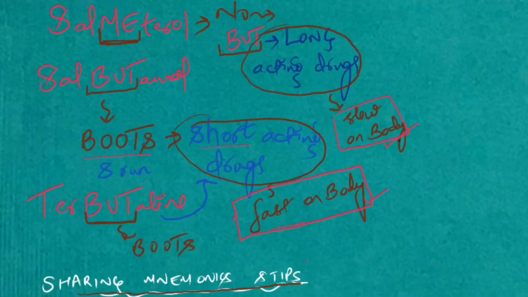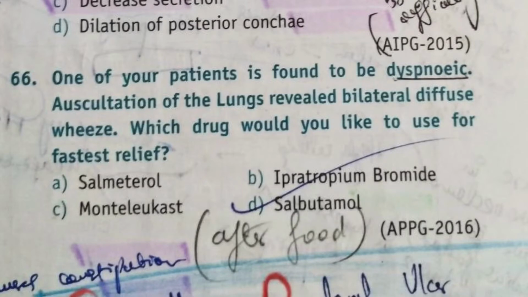So now coming to the question: one of your patients is found to be dysphonic. Auscultation of the lungs revealed bilateral diffuse wheeze. Which drug would you like to use for fastest relief? First you need to understand the question. The patient is found to be dyspneic, which means the patient is breathless, with difficulty in breathing, and it is a serious life-threatening situation. So which drug will you give?